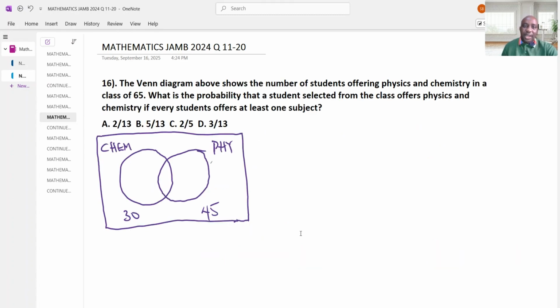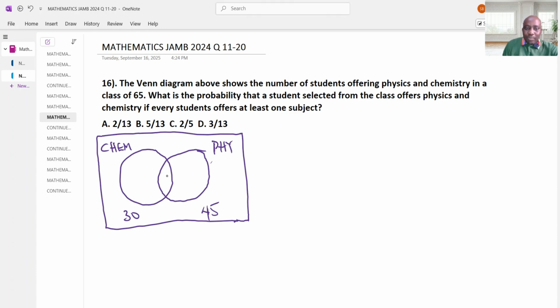The Venn diagram below shows the number of students offering physics and chemistry in a class of 65. What is the probability that a student selected from the class offers physics and chemistry if every student offers at least one subject? Now, to calculate this one, we can see that the number of people that offer physics are 45, while the number of people that offer chemistry are 30.